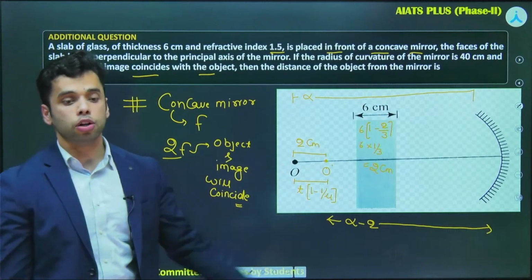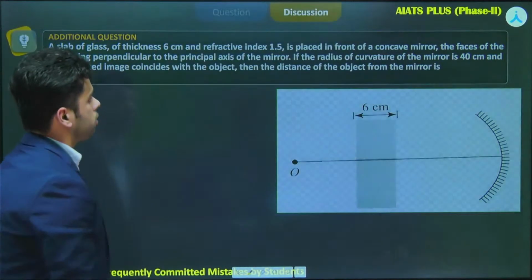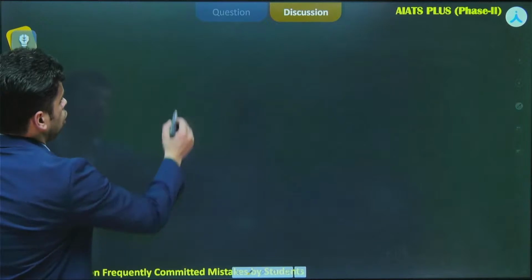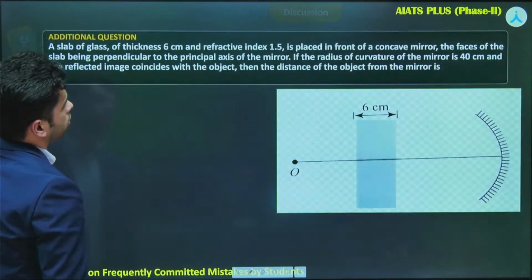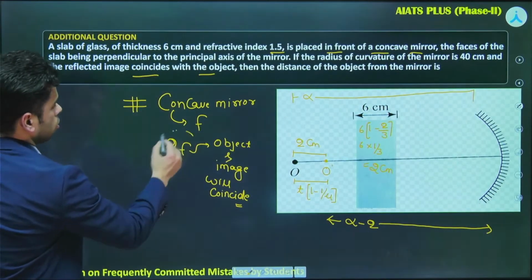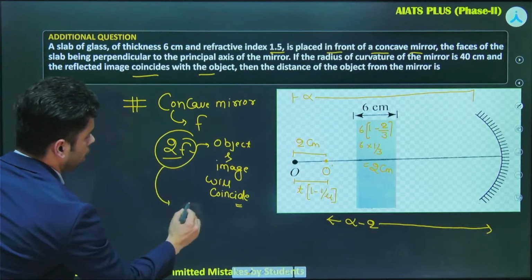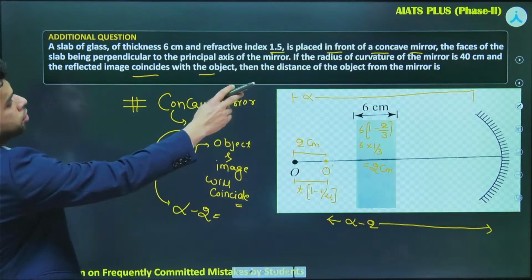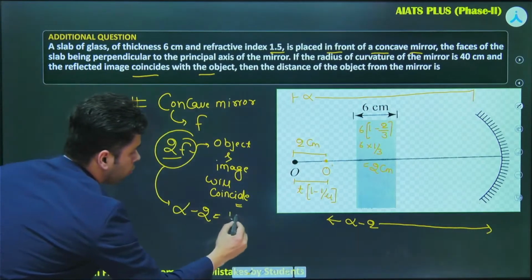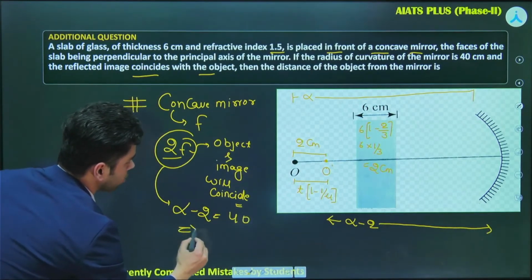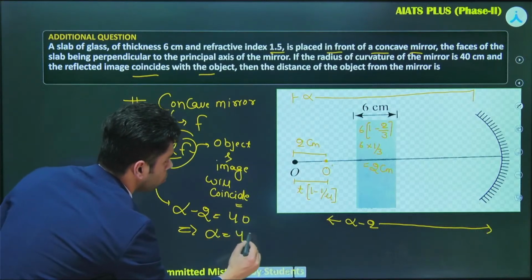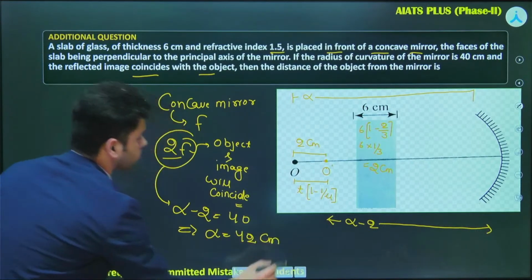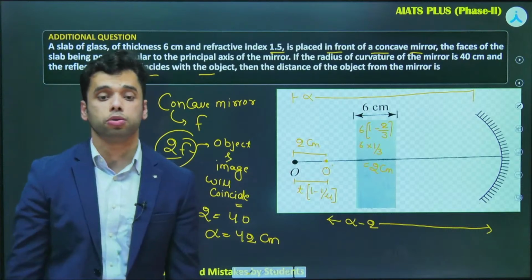This distance will be equal to alpha minus 2. And if the object and the image are coinciding with each other, using this concept, I can write that alpha minus 2 should be equal to the radius of curvature, which is 40, since 2f is equal to 40. So alpha minus 2 should be equal to 40. This implies alpha should be equal to 42 centimeters.